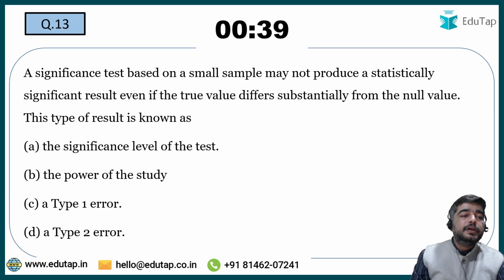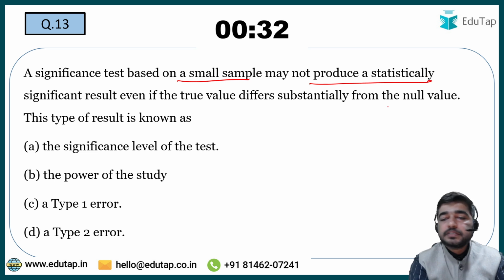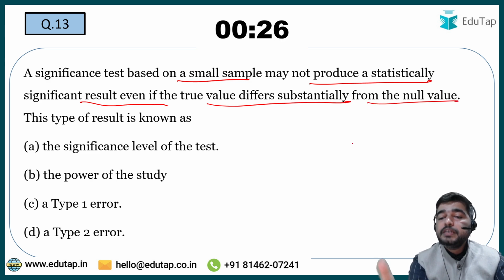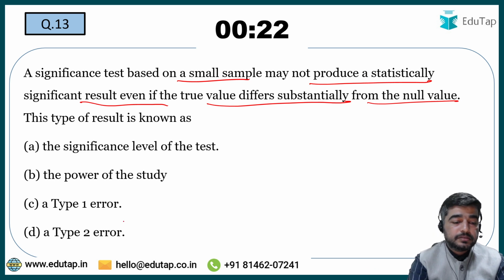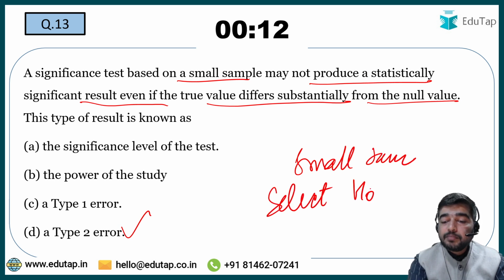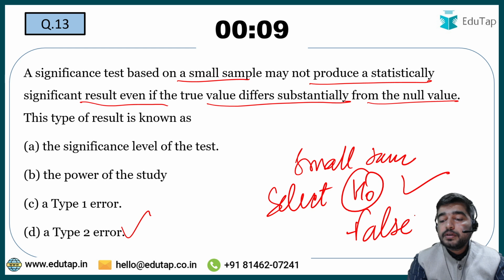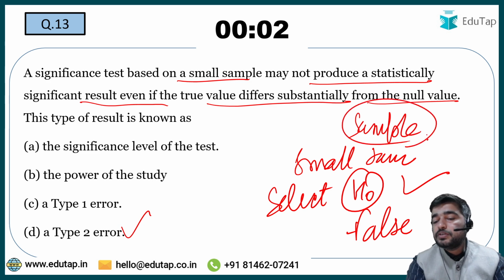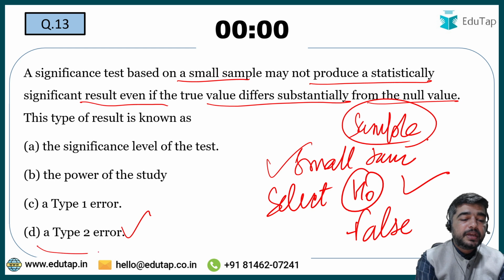Fine. Next is: a significance test based on a small sample may not produce a statistically significant result even if the true values differ substantially from the null value. In such cases, we make type 2 errors. Why? Because you have a small sample size, you fail to reject the null hypothesis falsely. This is due to two reasons: either your sample is very small, and it is highly distorted data. So you will make type 2 errors.